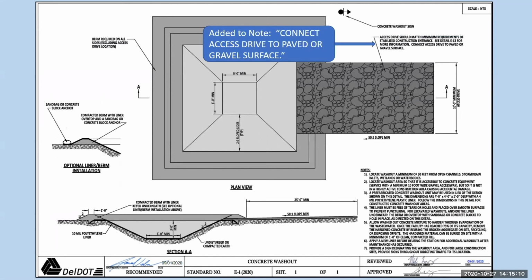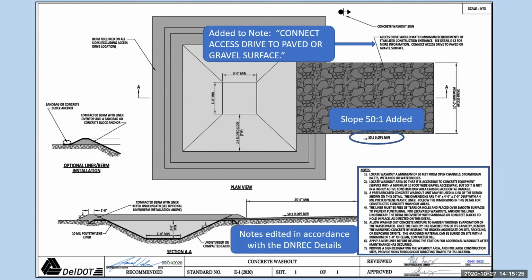So the first one, the concrete washout, added a note just to connect the access drive to a paved or gravel surface. And a slope of 50:1 was added in there as well. All of the notes down here were edited to be in accordance with DENREC details, and you'll see this comment come up on a few of these. We just wanted to make sure we were in conformance with DENREC.